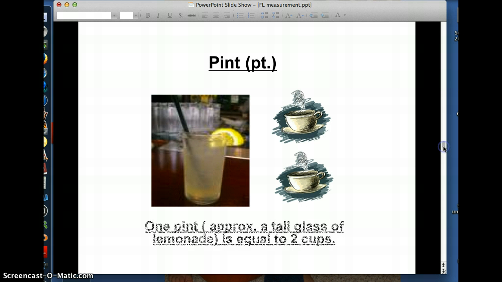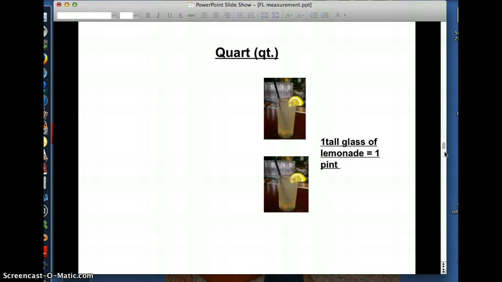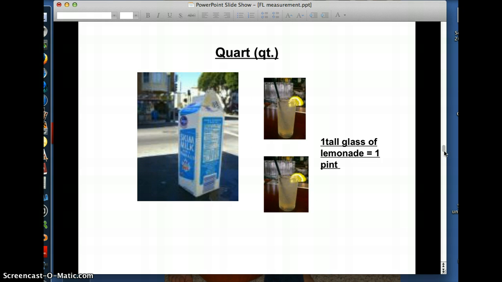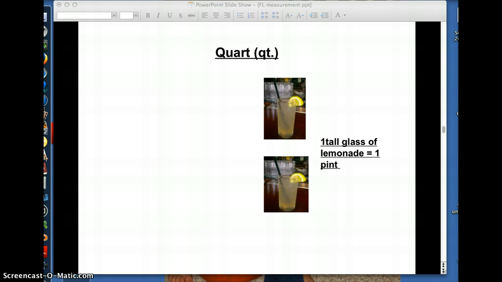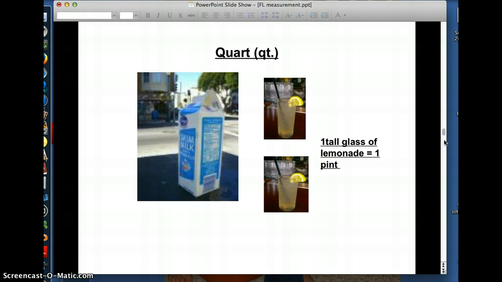We got next one is pints. 1 pint, probably it's a tall glass of lemonade, like a regular glass size, and that's equal to 2 cups. So 1 pint equals 2 cups, or 2 C. Then you have quarts. The 1 tall glass of lemonade is 1 pint. So then we have 2 pints, because 2 pints equals 1 quart.